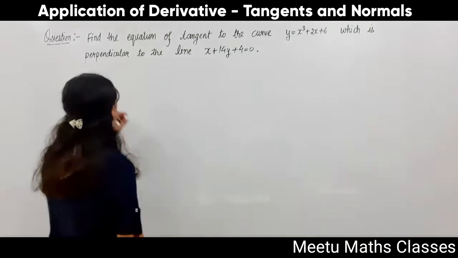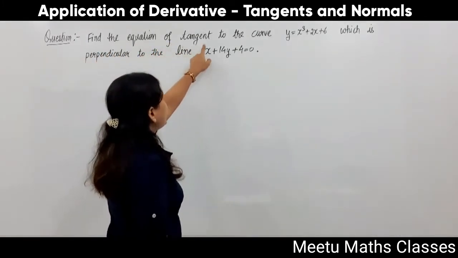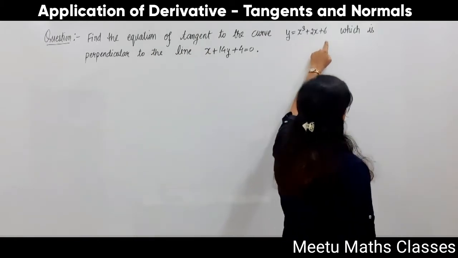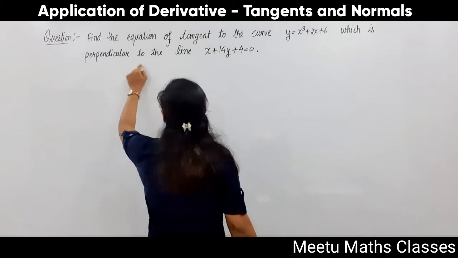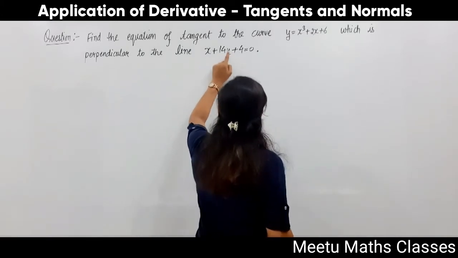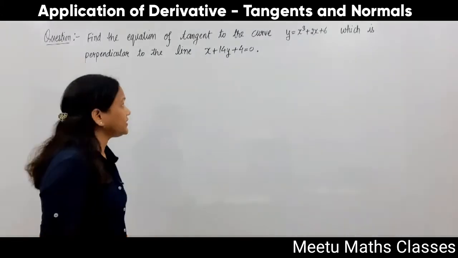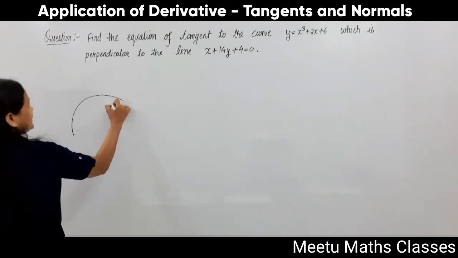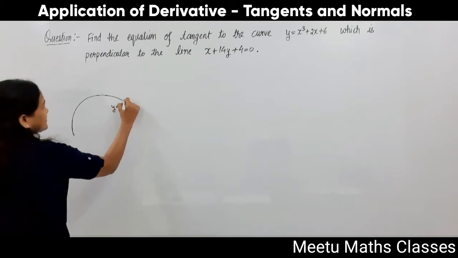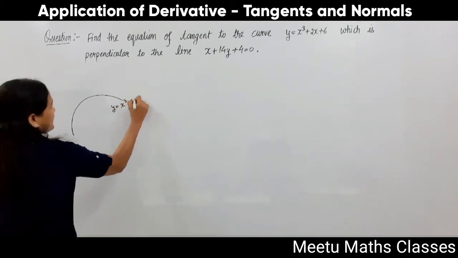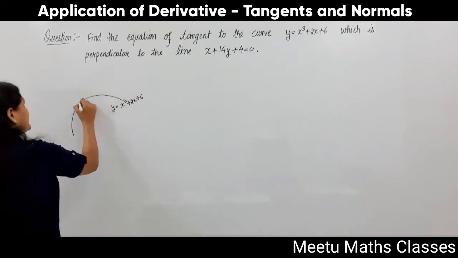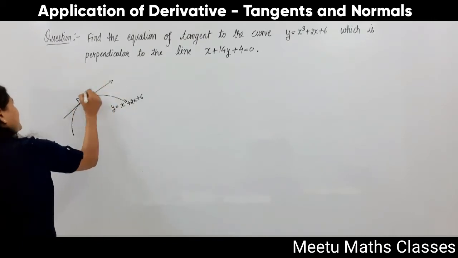Your question is, find the equation of tangent to the curve y equals x cube plus 2x plus 6 which is perpendicular to the line x plus 14y plus 4 equals 0. So, you are given a curve. Let this be the curve y equals x cube plus 2x plus 6. So, we have to find the equation of tangent to the curve. Let this be the tangent to the curve at P.